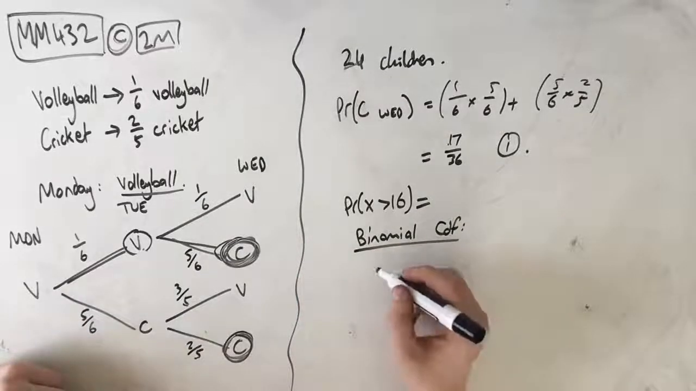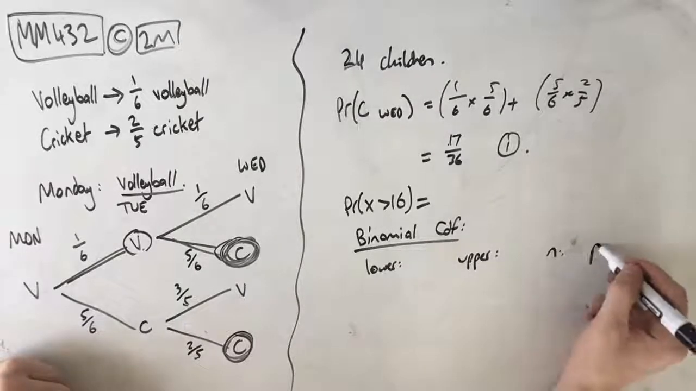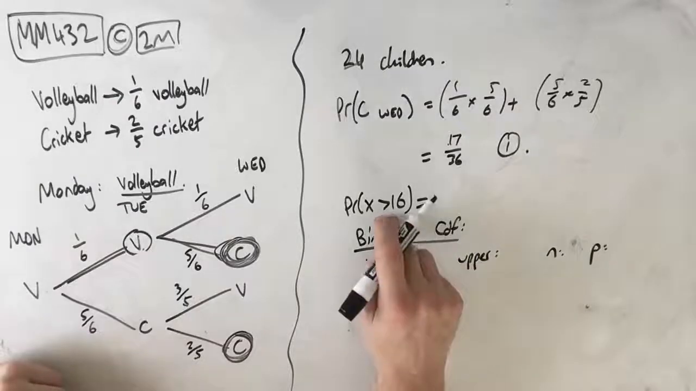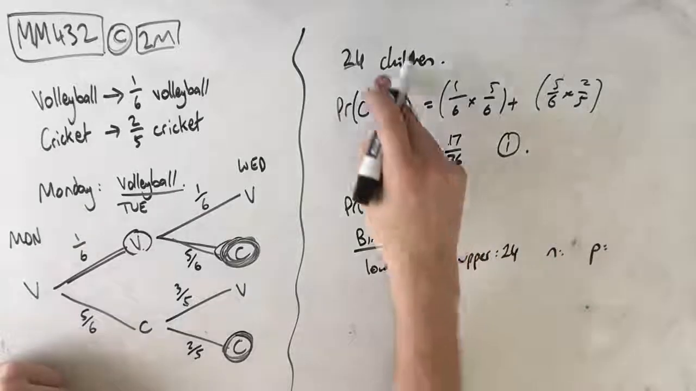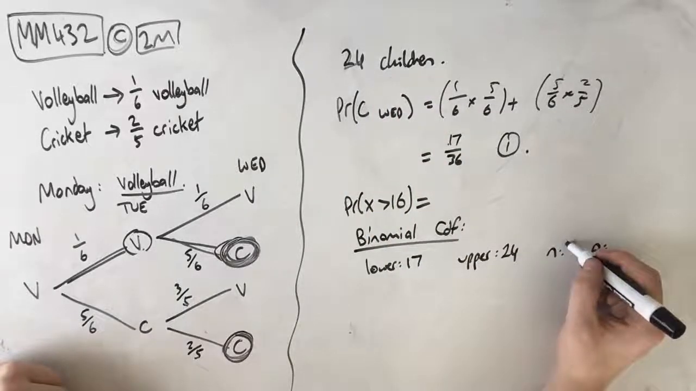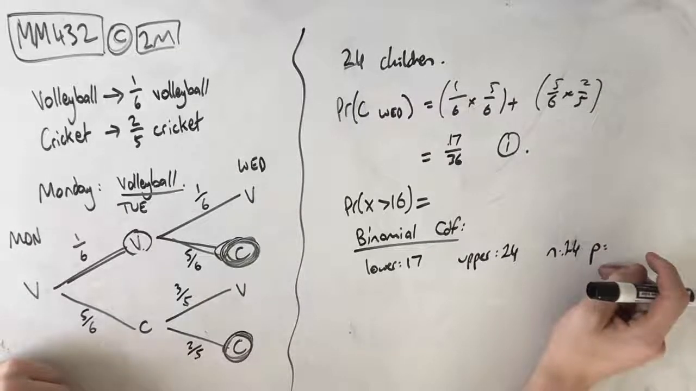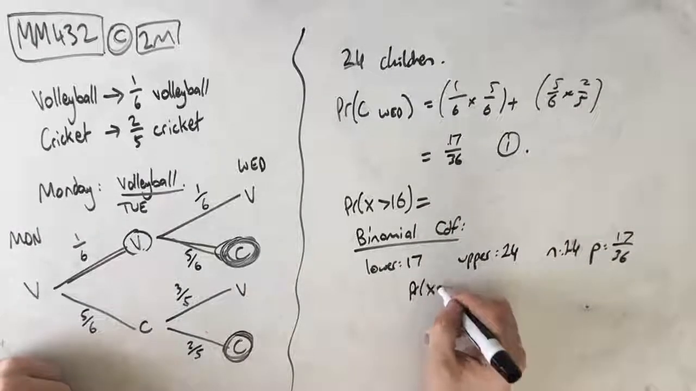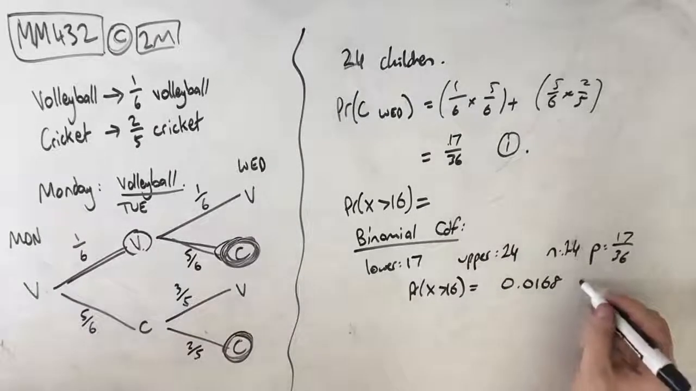and we say that, well, it's going to ask us for 4 things: lower, upper, N, and P. Our lower is not 16, but 17. Okay, so 17, because it's greater than 16, so our lower has to be 17. Now upper is however many children we have, which is 24. N is the total number of trials, which in this case again is 24. And our P value is the probability that they play cricket on the Wednesday, which is 17 on 36. Now what this spits out is the probability that X is greater than 16 equals 0.0168. And that is our second mark.